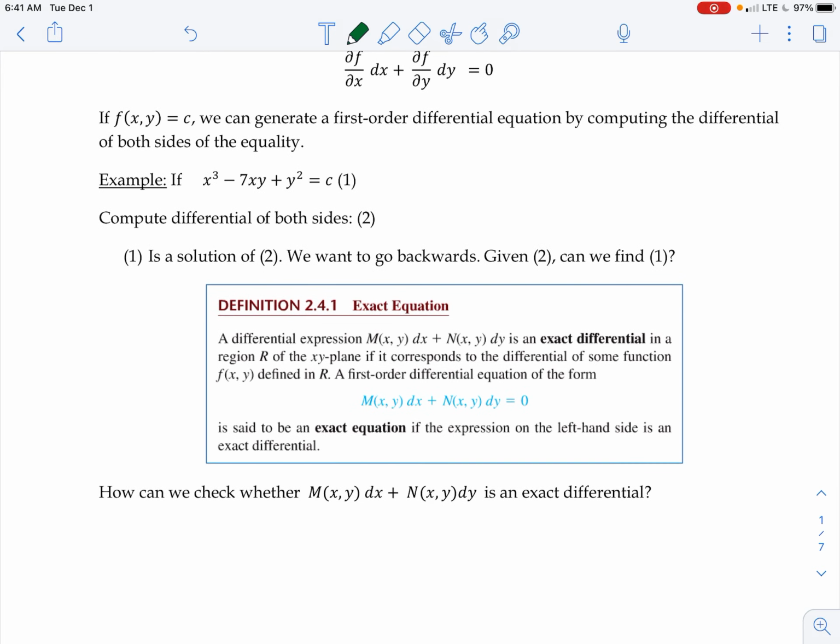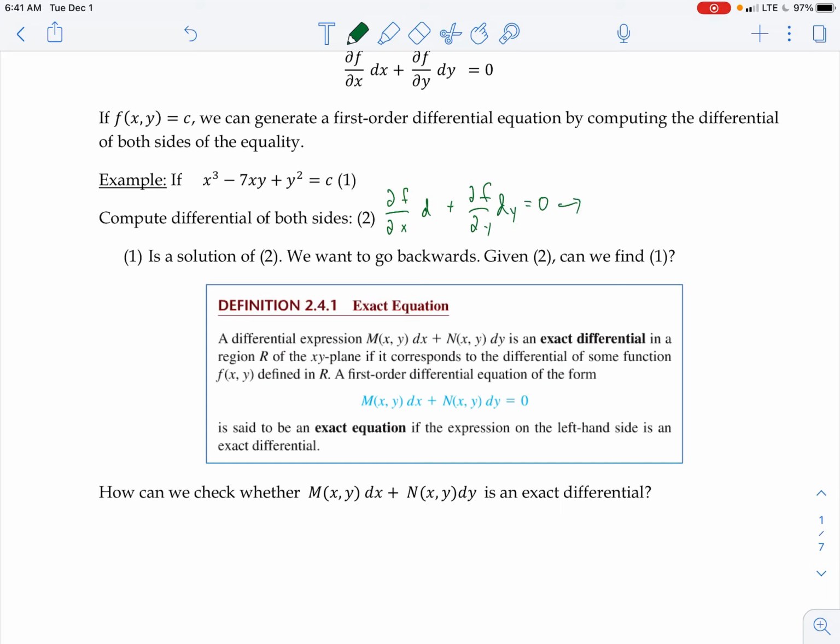If we have x cubed minus 7xy plus y squared equals c, so here we have a function in two variables which is set equal to c, and we want to compute the differential on both sides, so we're going to do partial derivatives. What we would do is take the partial of our function with respect to x dx plus the partial of our function with respect to y dy, and in this case we're going to get 0.